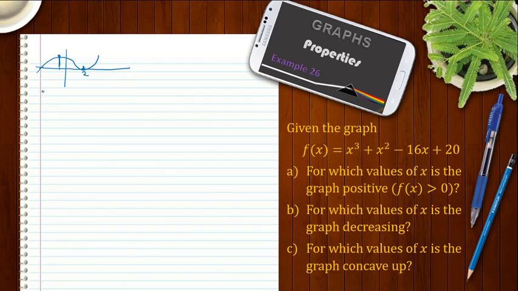But to follow the normal procedures, increasing and decreasing has to do with the first derivative. So to find the first derivative and equate it to 0, the first derivative of our graph is 3x squared plus 2x minus 16 equal to 0. Right, so to factorize this, this looks like a lot of factorization.